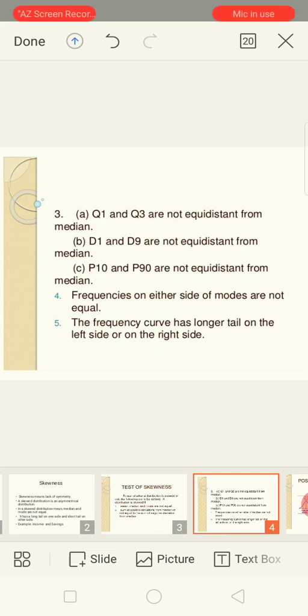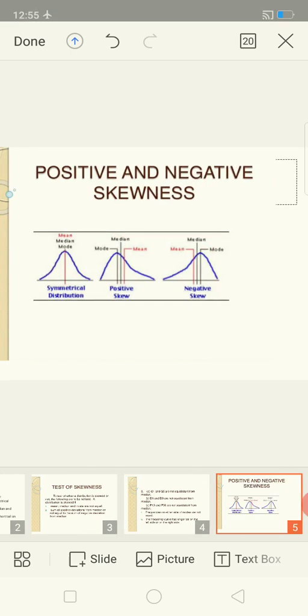Decile 1 and decile 9 are not equidistant from median. Percentile 10 and percentile 90 are not equidistant from median. Fourth point, frequencies on either side of the mode are not equal. Fifth one, the frequency curve has a longer tail on the left side or on the right side.